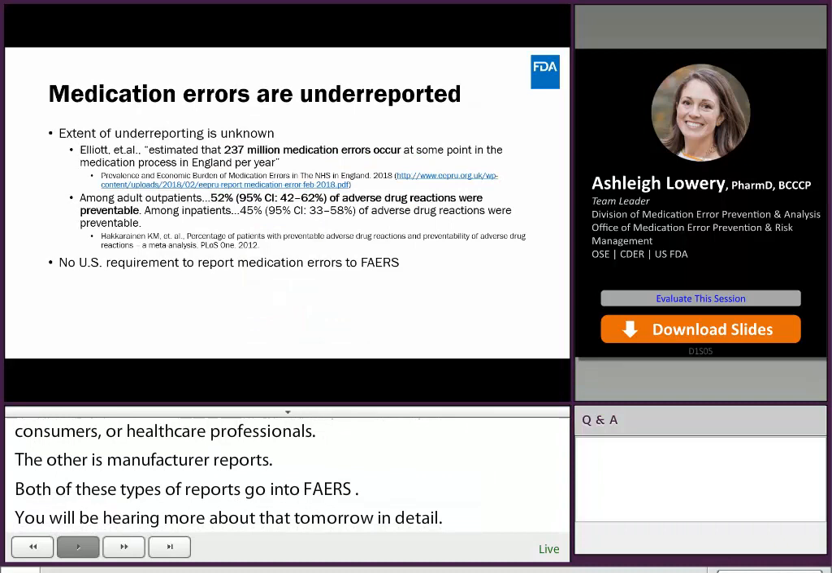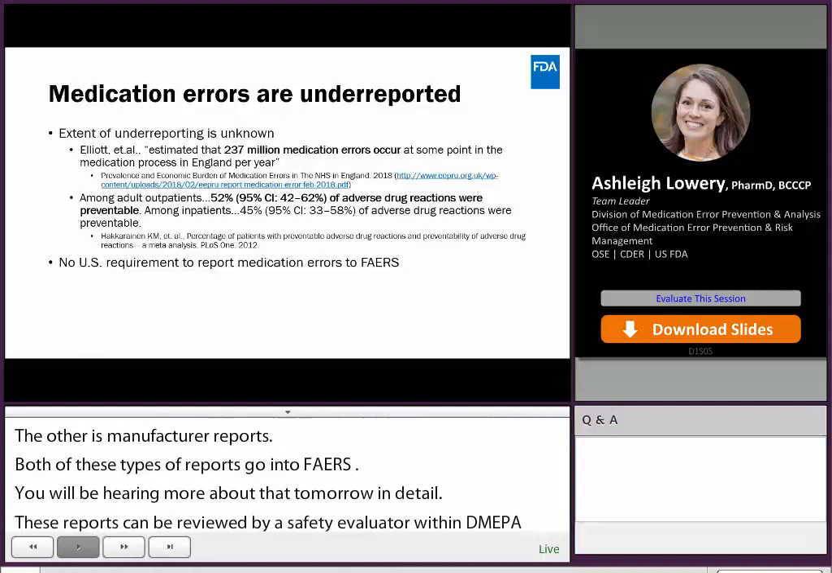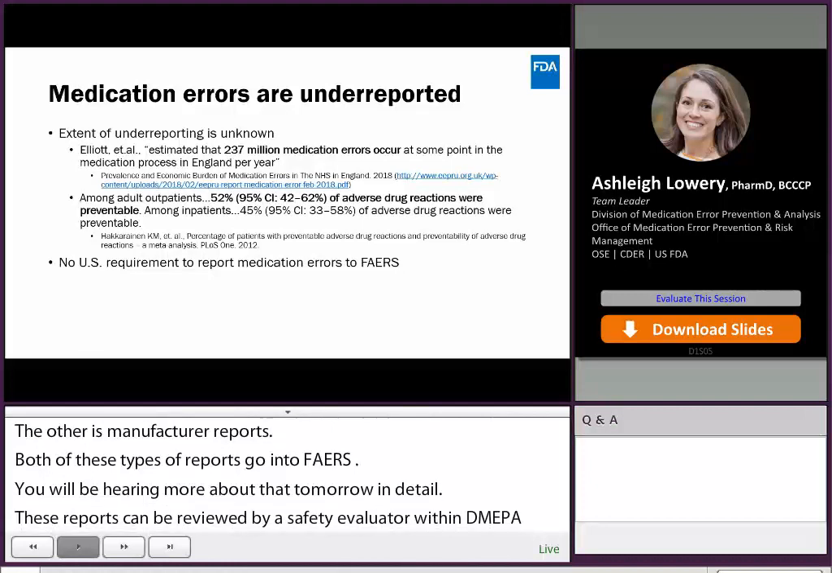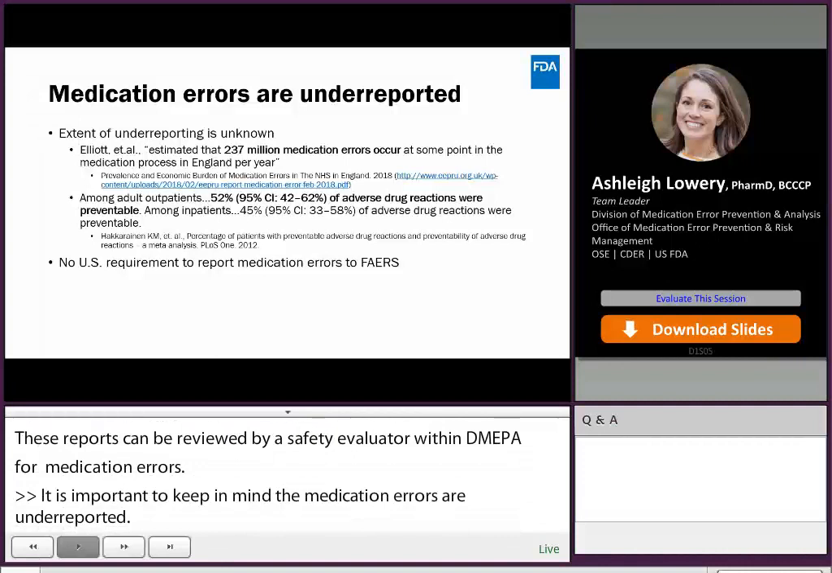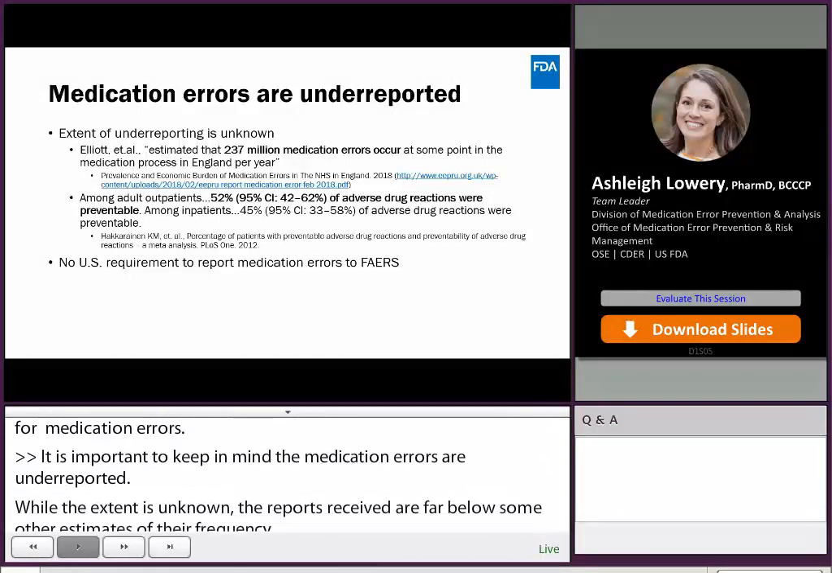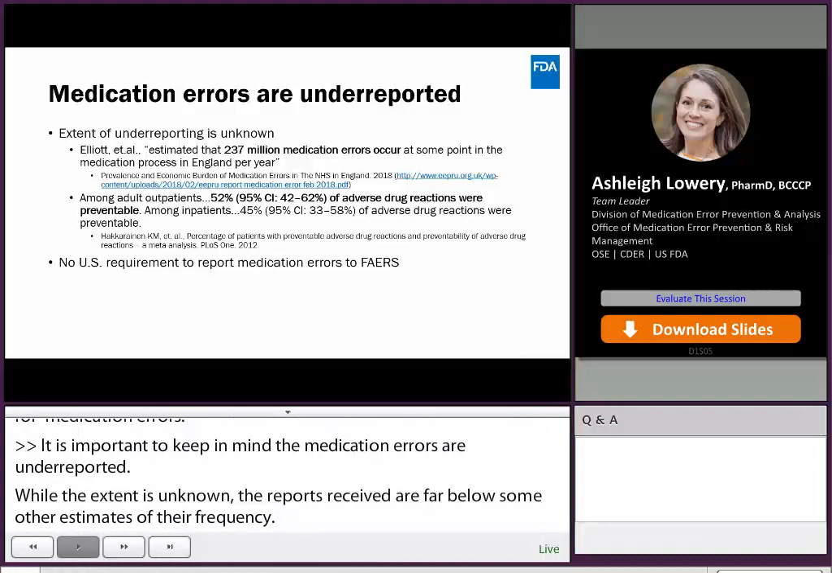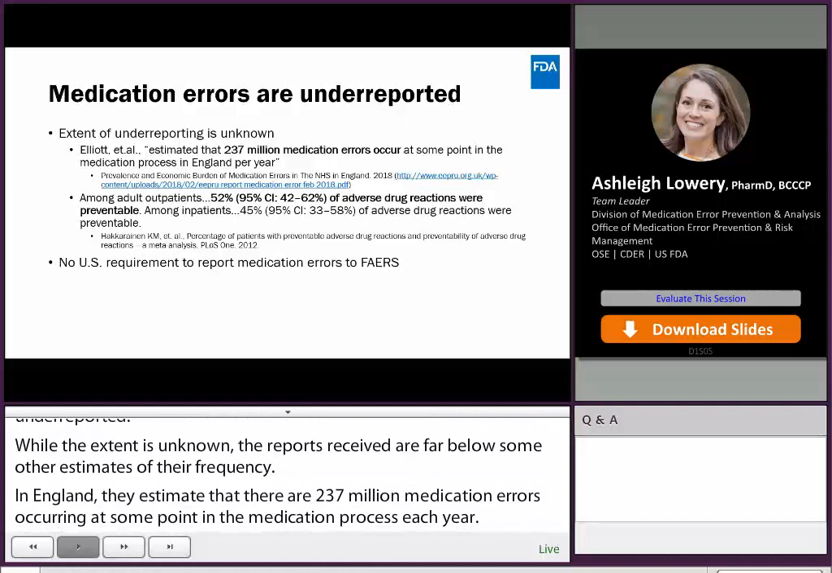It's also important to keep in mind that medication errors are underreported. While the extent is unknown, the reports received are far below some other estimates of their frequency. In England, they estimate that 237 million medication errors occur at some point in the medication process each year. And you may recall that estimate about preventable adverse drug reactions that could be medication errors. However, these numbers are not reflected in the medication errors reported to FAERS.